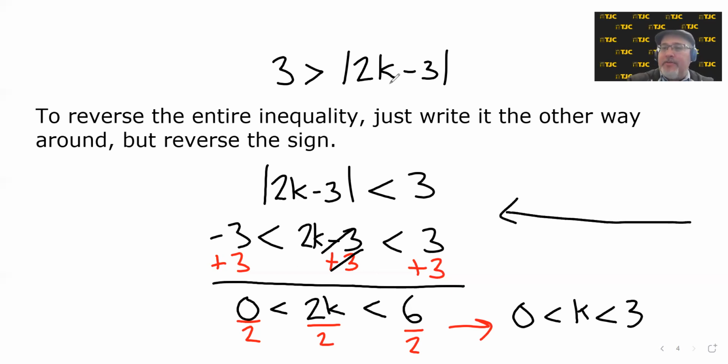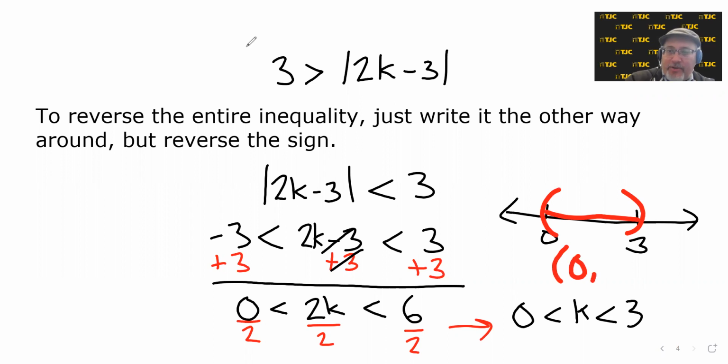On our number line, we would shade between 0 and 3 with parentheses, since it just says less than, not less than or equal to. And the interval would be parentheses 0, 3, close parentheses.